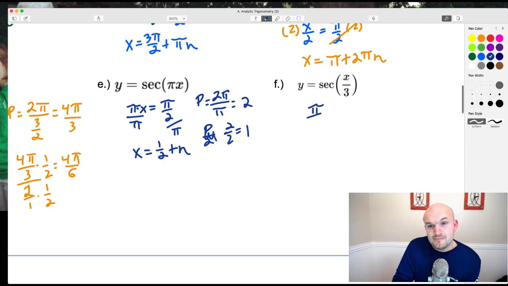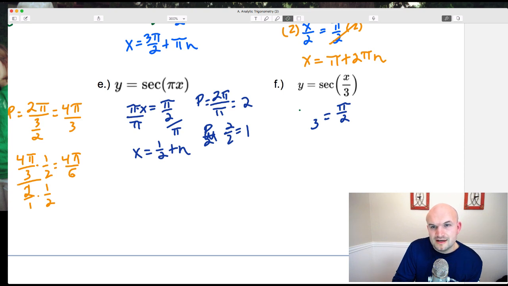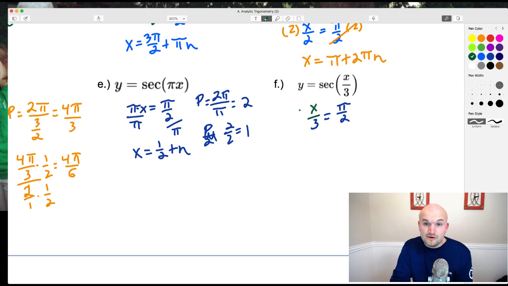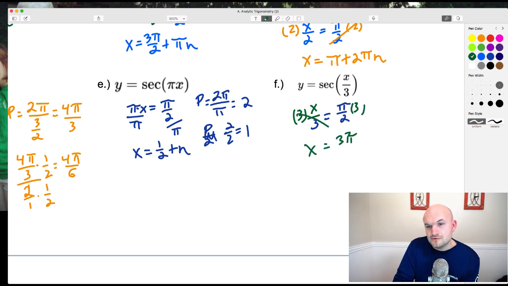Again, we'll do the same operation: x over 3 equals pi halves. Now, to solve for x, I'll multiply by 3 on both sides. Therefore, I get x equals 3 pi halves. But then that's the initial asymptote. That's where the first asymptote has changed because the period changed.